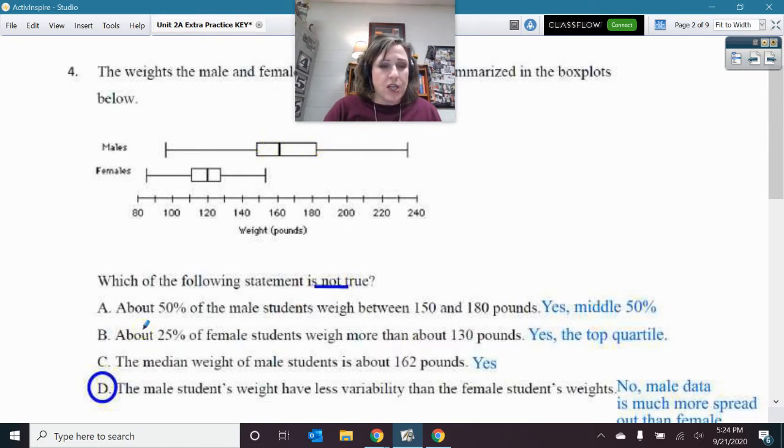So that was correct. 25% of the females weigh more than 130. So that was here, this top quartile for the females. The median weight of the males is about 162, and that is correct. And this says the male students' weight have less variability than the females. And I can see this is a wider range, so we definitely have more variability amongst the males than the females.